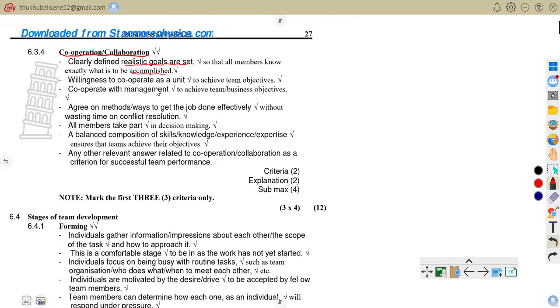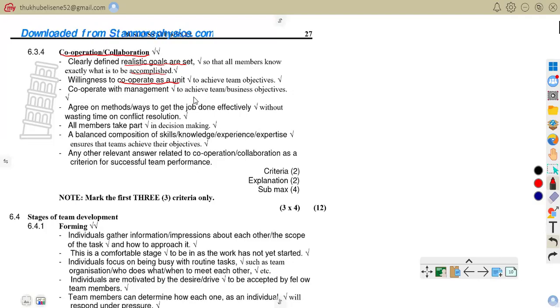Willingness to cooperate as a unit to achieve team objectives. So you become as one so that you can achieve the team objectives. You cooperate. That is very important, to cooperate as a unit. That will enable you to achieve what? The objectives and goals of the business.